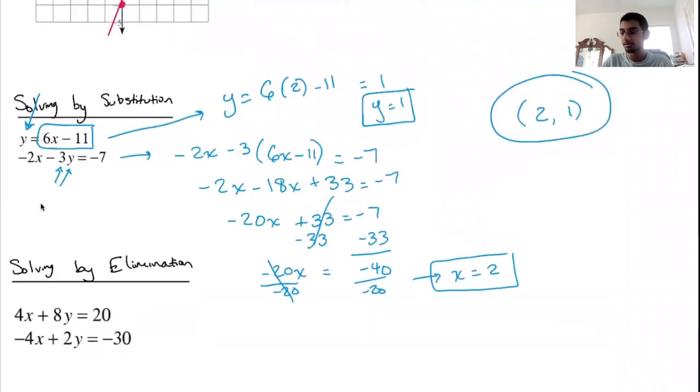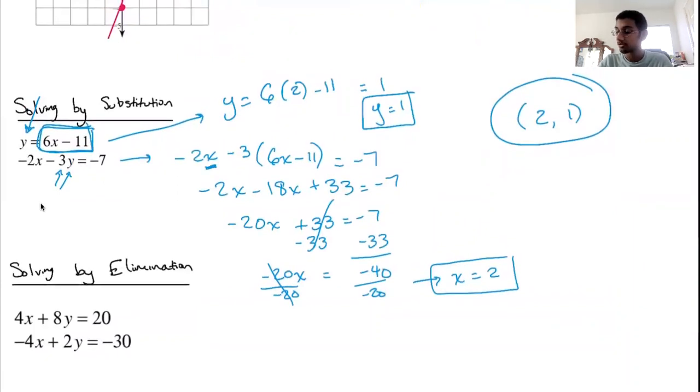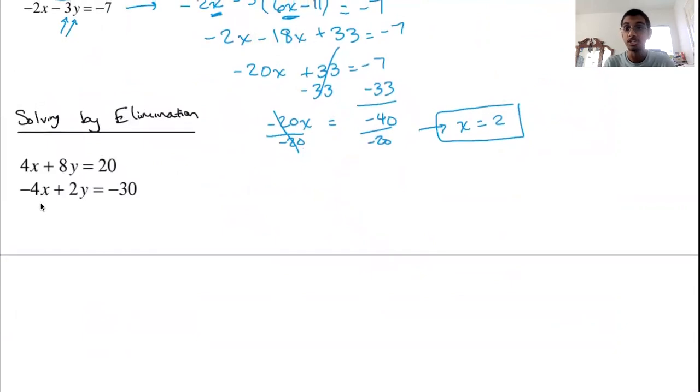With substitution, we were doing the same exact thing. We plugged in this 6x minus 11 over here into here, so we would only have an x, right? There's no y's in this equation. It was just an x. So it's the same exact idea over here, but just a different method. So we're going to solve by elimination by eliminating something.